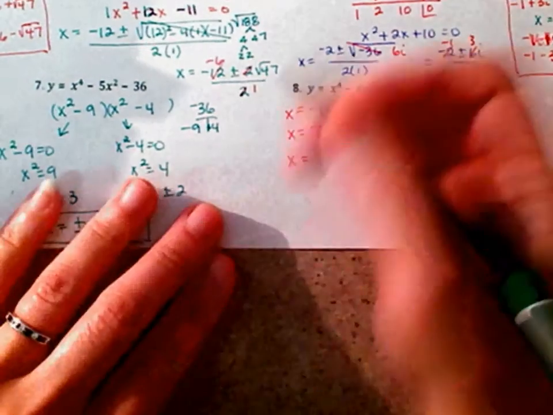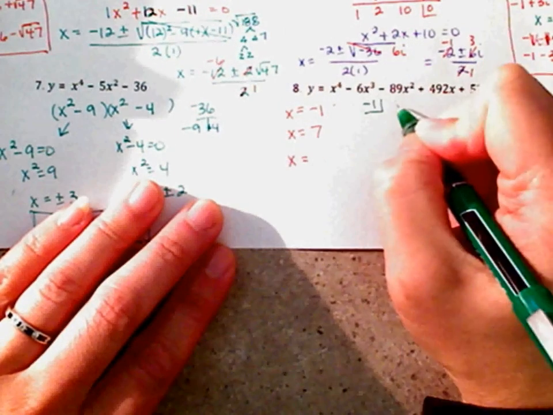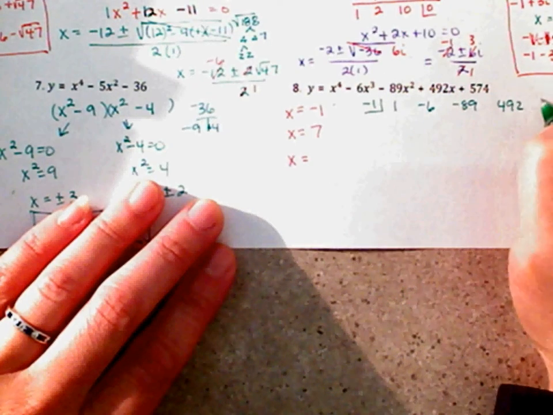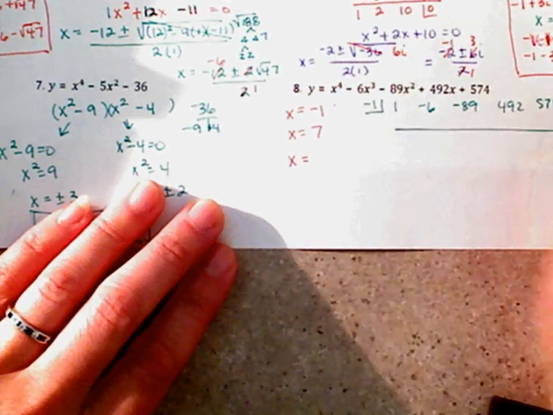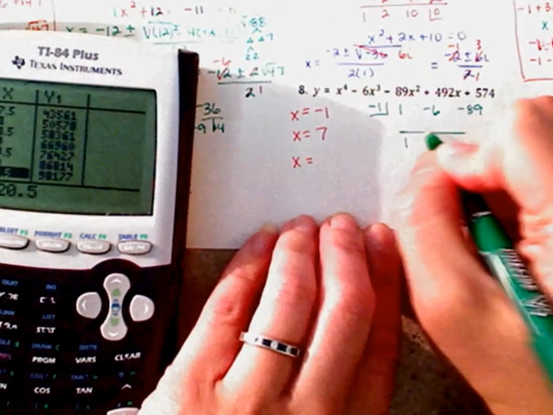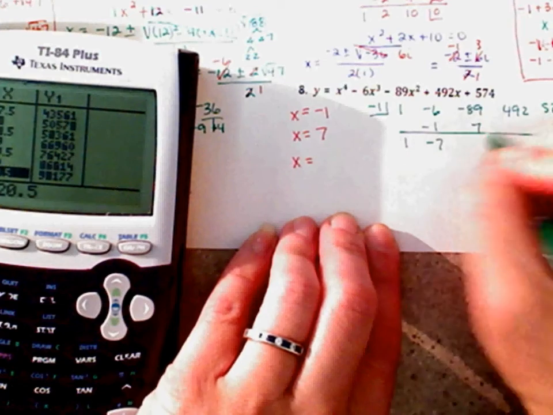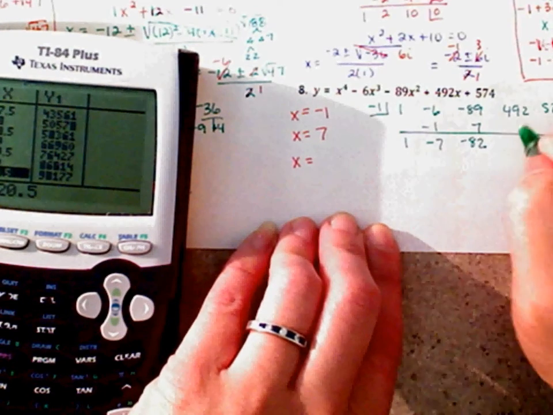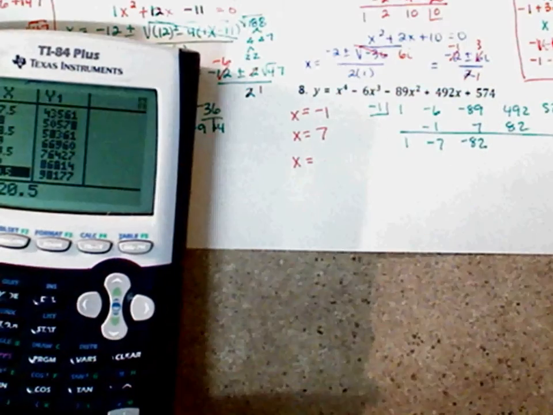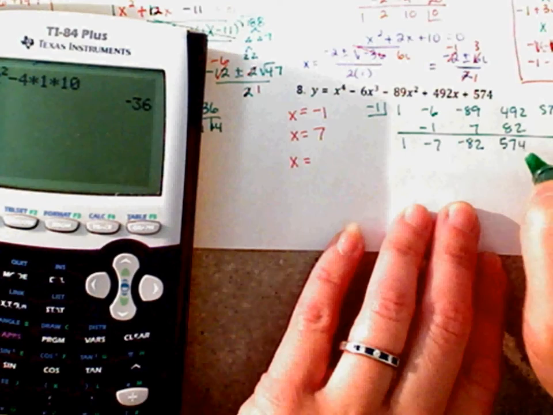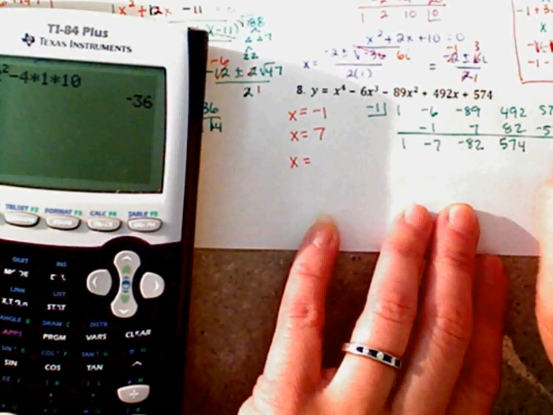Negative 1, so you got 1, negative 6, negative 89, 492, 574. Synthetic division, I'm going to use my calculators to help me. 1 times negative 1 is negative 1, negative 7, plus 7. Negative 89 plus 7 is negative 82, times negative 1 is plus 82. Okay, so that gives me 574. 574 times negative 1 is negative 574. There's your 0.